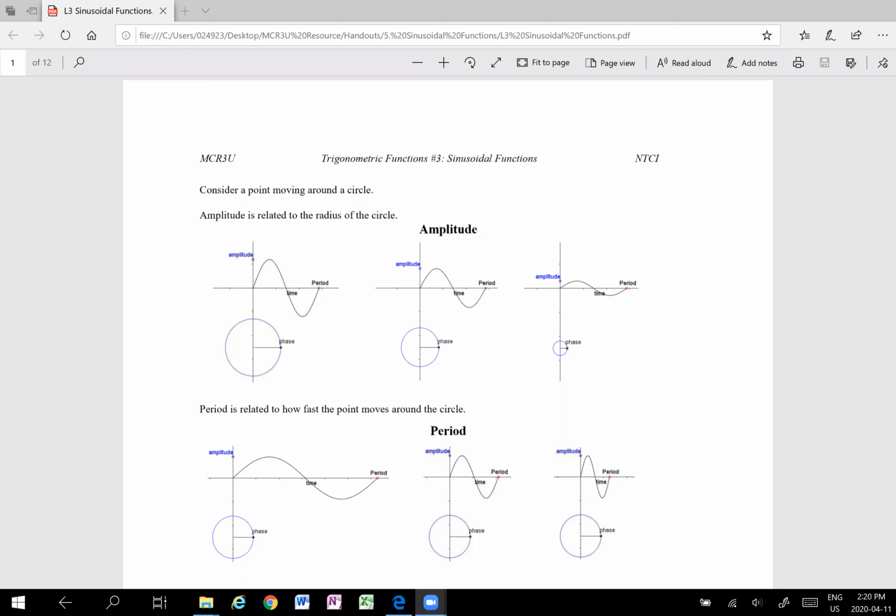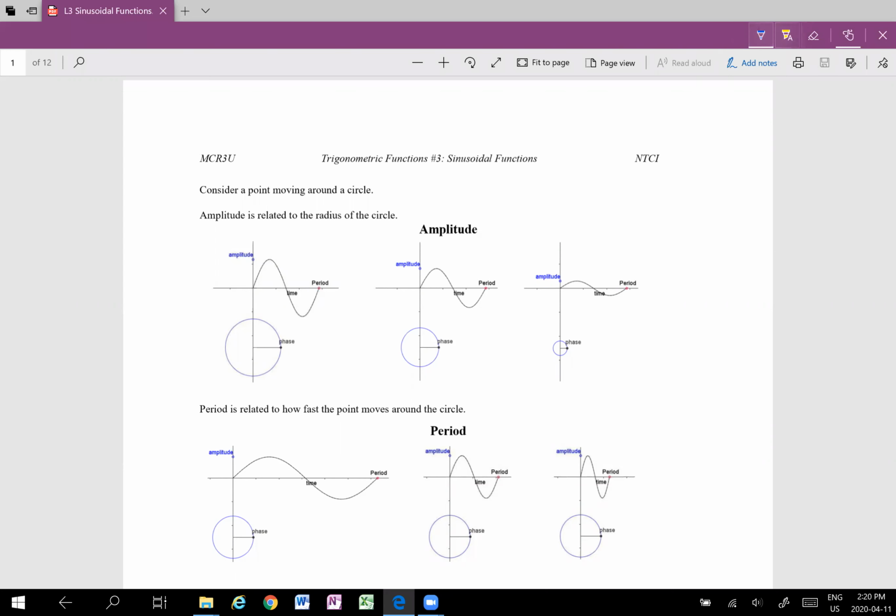Lesson 3, I'm going to probably break this up into 2 videos. And the first video is actually going to talk about, given a graph, determine its equation. So that's what we're going to be focusing on today, or for the first video.